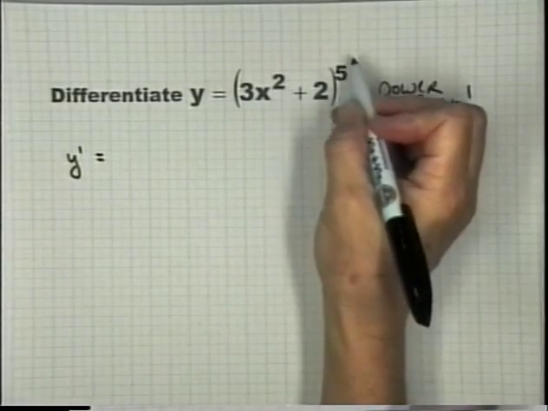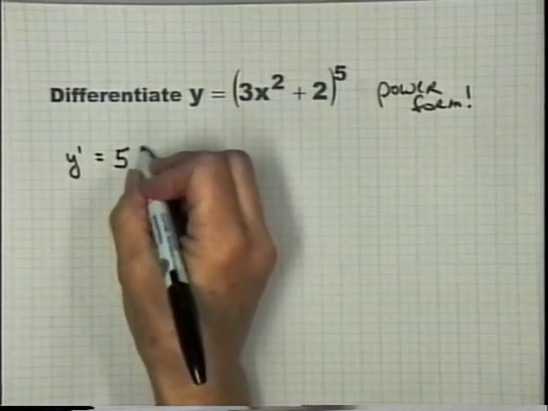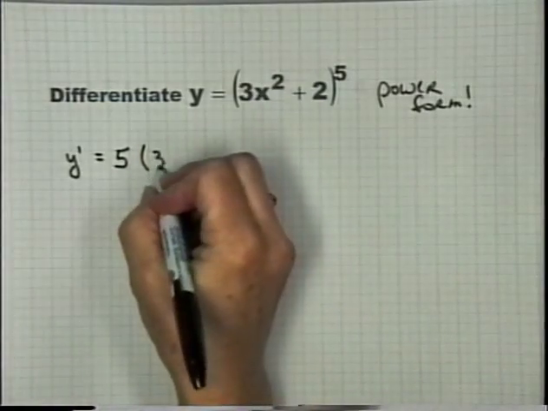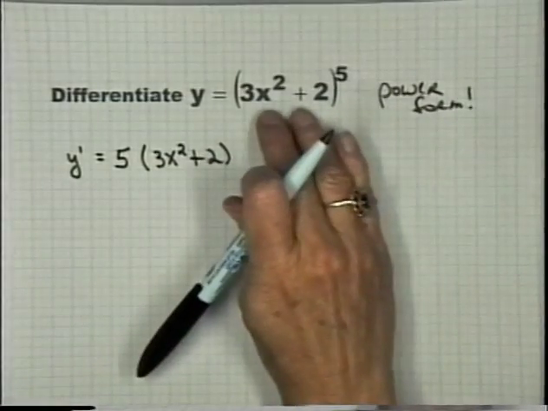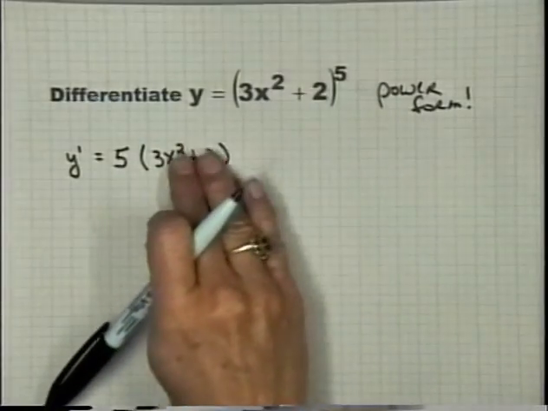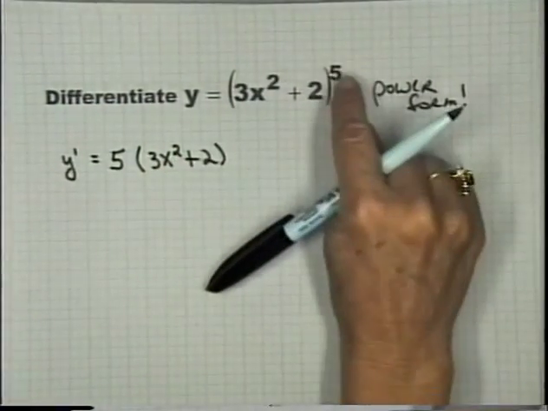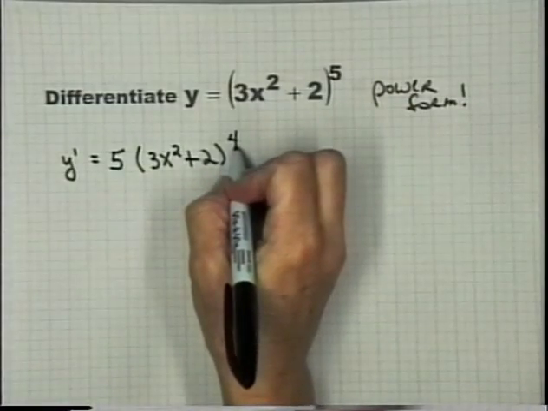So my power rule says I'll bring this exponent down in front as a multiplier. Now be careful to recopy exactly this function that was raised to a power. Notice I'm not changing anything. 3x squared plus 2. 5 came down. I recopied my function that was raised to a power. Now I'm going to subtract 1 from this power. So that gives me a 4.